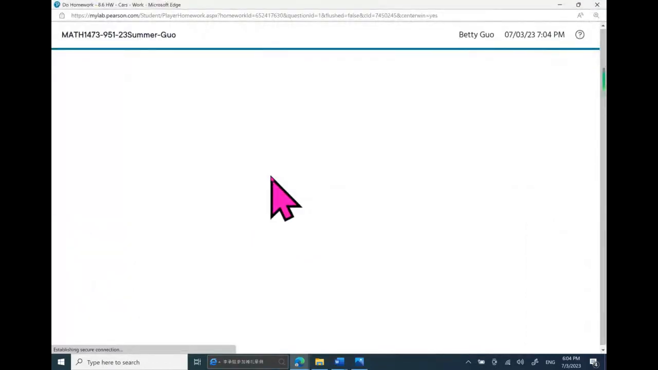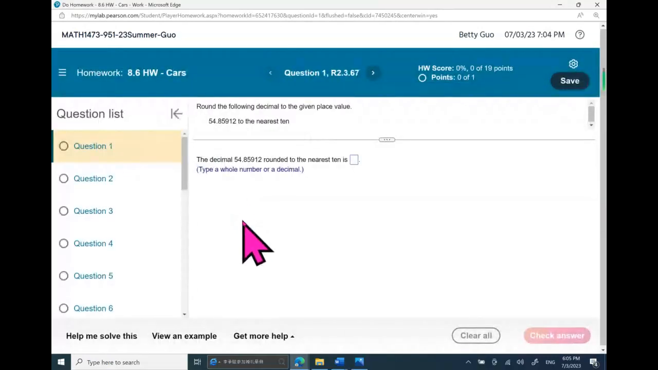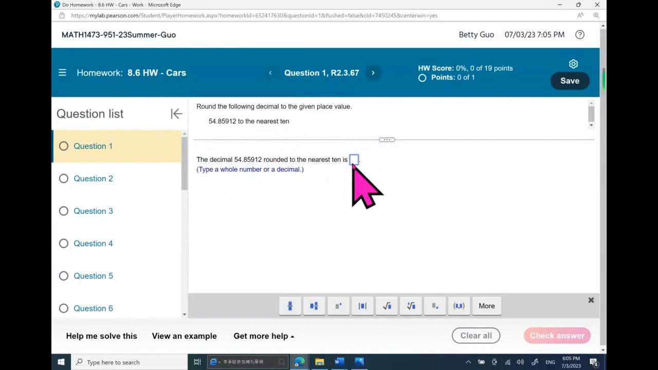Give a little bit of time to react. Okay. This is to round a decimal. Round it to the nearest 10, then 50. In the ones place, we have 4. In the tens place, we have 5. Since 4 is less than 5, we round it down. Type a whole number or a decimal, so 50. Round it down.